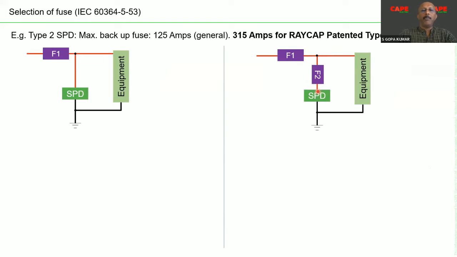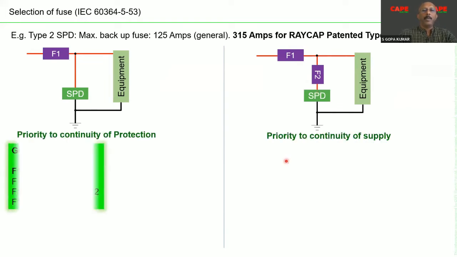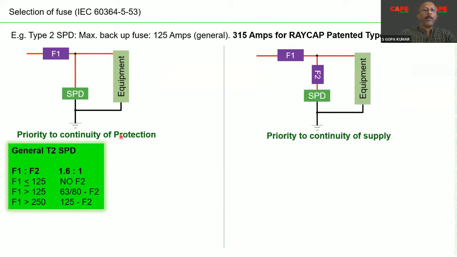I have some more examples. The first one, priority to continuity of protection. The second one, priority to continuity of supply. As I said, these two subjects are a little bit complicated to understand. One moment, please. In the first case, where continuity of protection is important, once the SPD fails, the fuse is out. As a result, there is no power supply, but the equipment is still protected. In the second case, there is a backup fuse for the SPD.